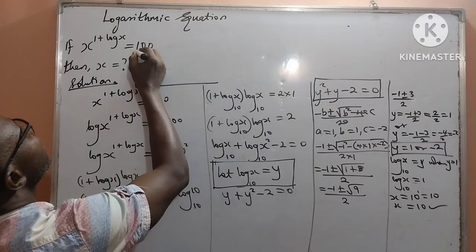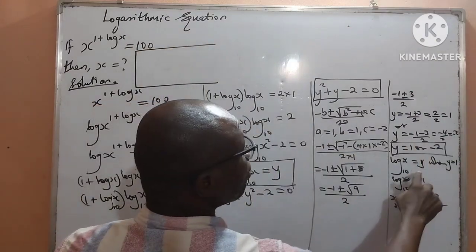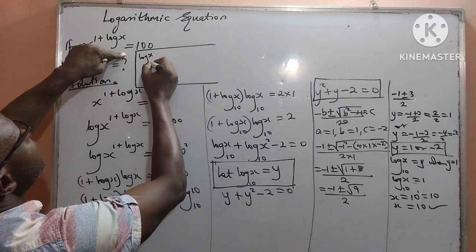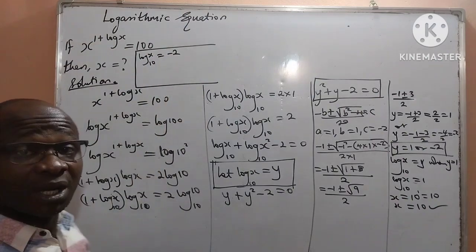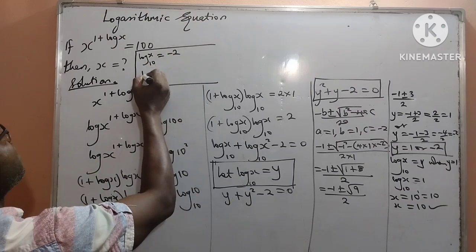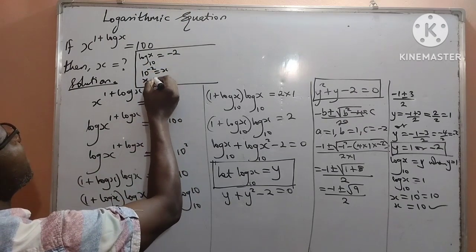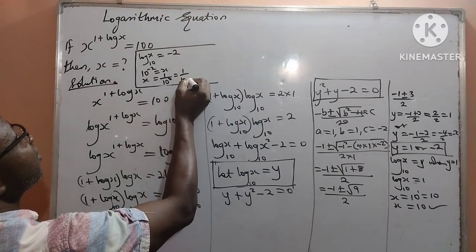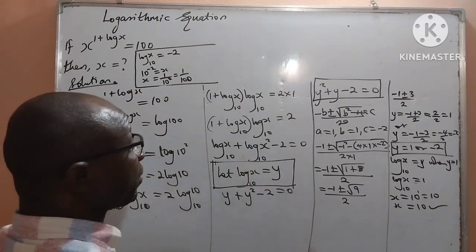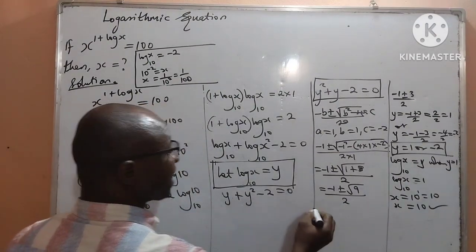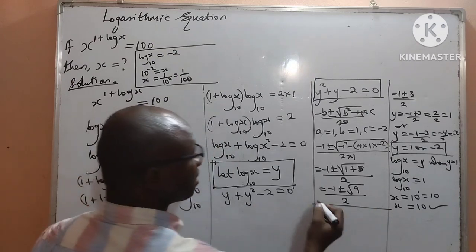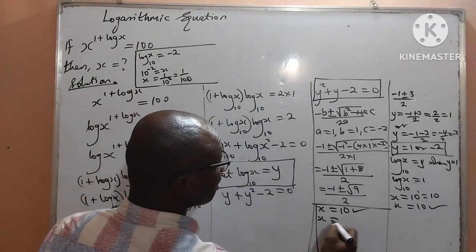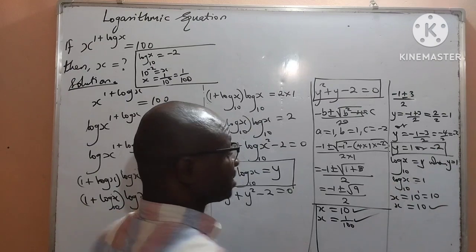The second answer for the value of x, we can get it from this point. So continue from here. That is, when y is equal to negative 2, we have the log of x base 10 is equal to negative 2, implying that 10 raised to power minus 2 is equal to x. So x is equal to 1 all over 10 raised to power 2, which is equal to 1 all over 100. In conclusion, we can now say that the values of x in the given question are x equal to 10, which is very correct, and secondly, x equal to 1 all over 100. This is the second answer.